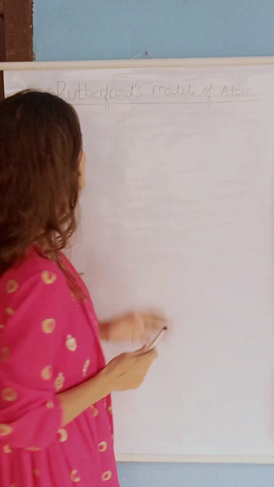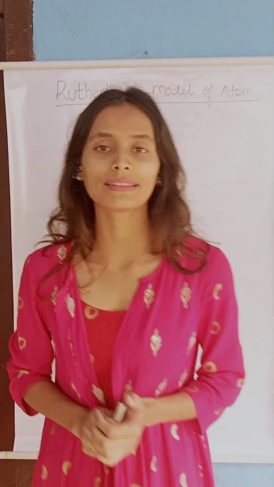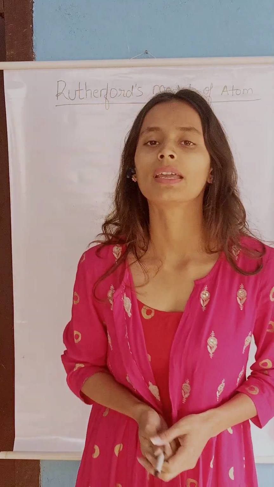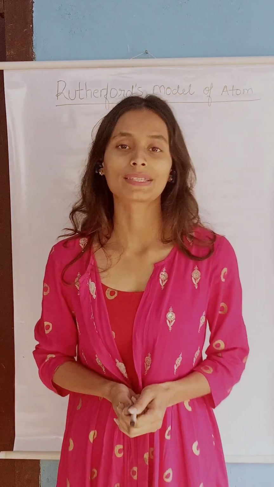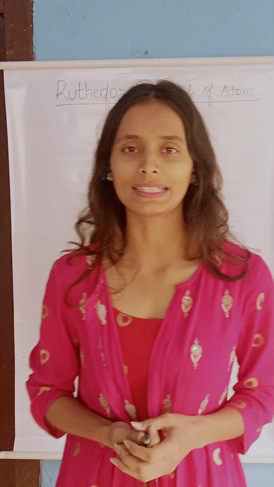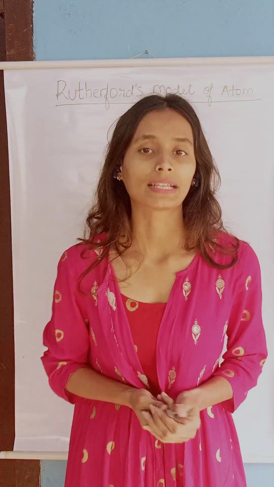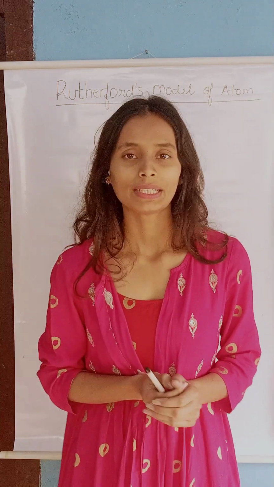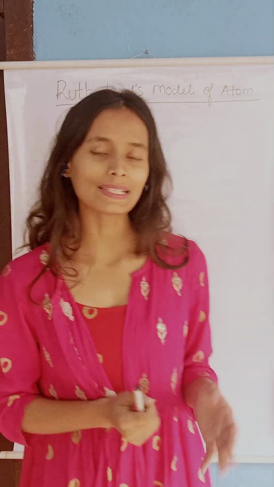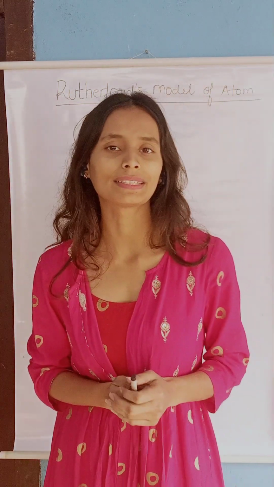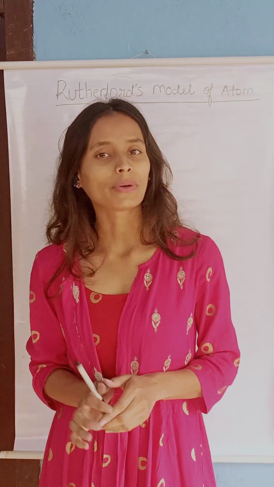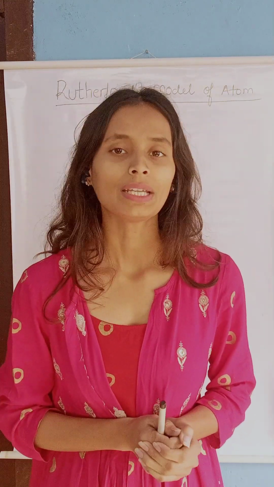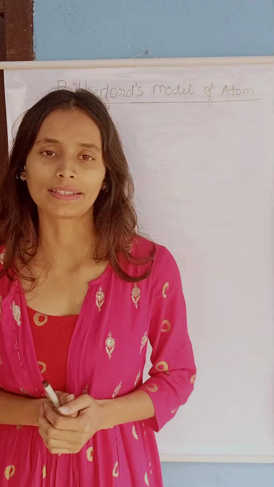Today's topic is Rutherford's model of atom. In this, we will learn about the alpha particle scattering experiment done by Rutherford. As we know, a number of scientists were studying the structure of atom. One of them, J.J. Thomson, gave us a famous model named the plum pudding model of atom. But he could not explain the results of the experiments done by other scientists. So Rutherford put forward his new nuclear model of atom after his alpha particle scattering experiment.